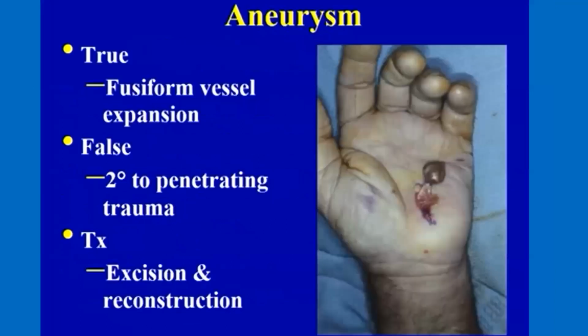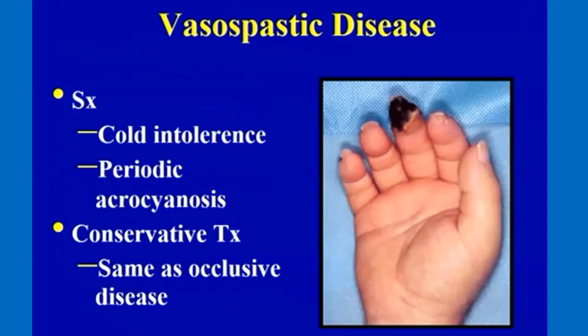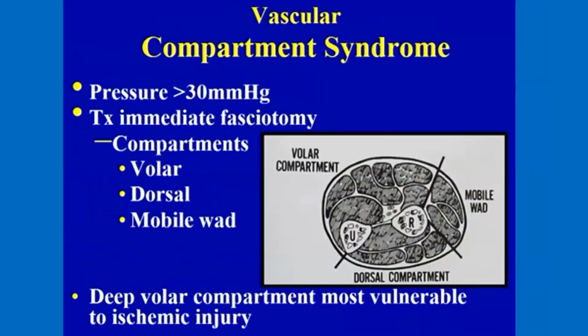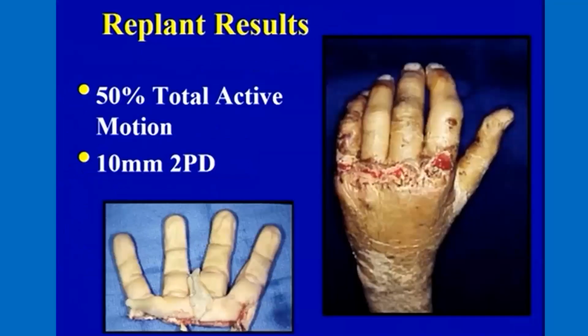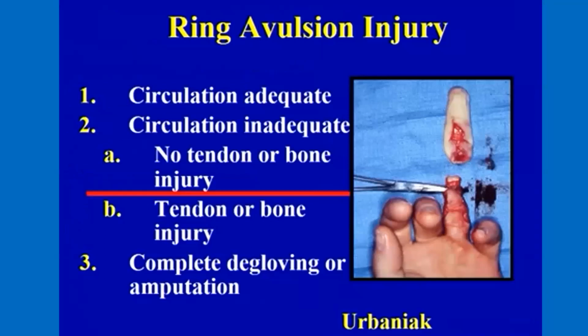Now, I just want to mention briefly reimplantation. You have to decide which to reimplant and which not. The thumb is the most important. Then comes the index finger. You can have ring avulsion injuries, but the nerves and tendons all will rupture, and in this way an amputation might be the best treatment.